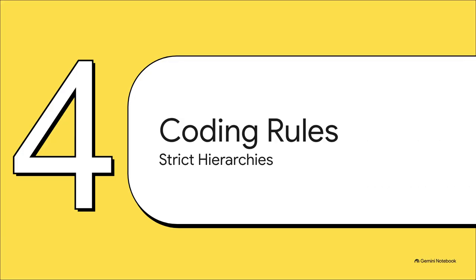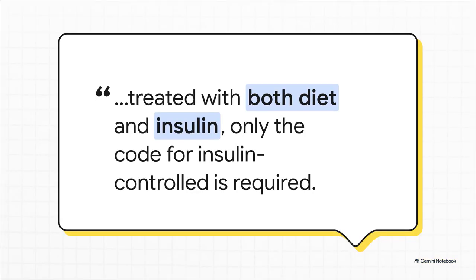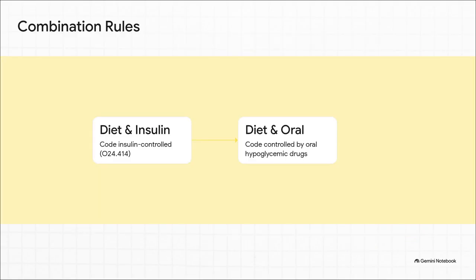Section 4. Gestational diabetes coding rules. Strict hierarchies. Because gestational diabetes is managed dynamically as the pregnancy progresses, the guidelines have instituted a really strict coding hierarchy and combination treatment rules for the O24.4 category. I want you to lock this definitive override rule into your memory right now. If a patient with gestational diabetes is treated with both diet and insulin, only the code for insulin-controlled is required. You do not code diet-controlled if insulin has been introduced to the treatment plan. Think of it as a super clean decision tree for handling combination therapies. If the documentation says diet and insulin, you bypass the diet code completely and assign O24.414 for insulin controlled.